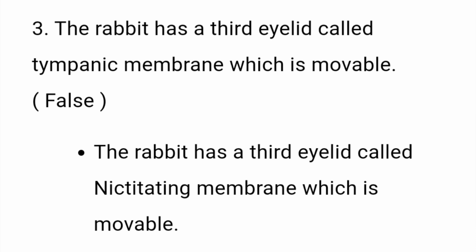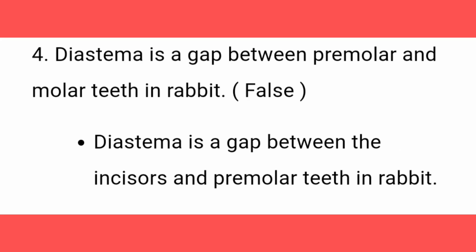Third one, the rabbit has third eyelid called tympanic membrane which is movable. The statement is false. The correct statement, the rabbit has a third eyelid called nictitating membrane which is movable. Fourth one, the diastema is a gap between premolar and molar teeth in rabbit. The statement is false. The correct statement, diastema is a gap between the incisors and premolar teeth in rabbit.